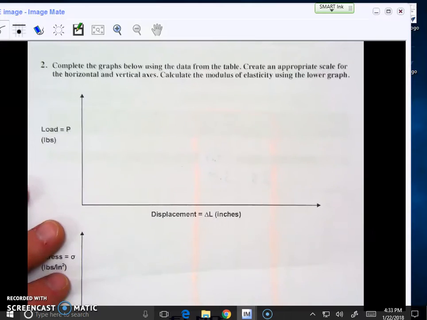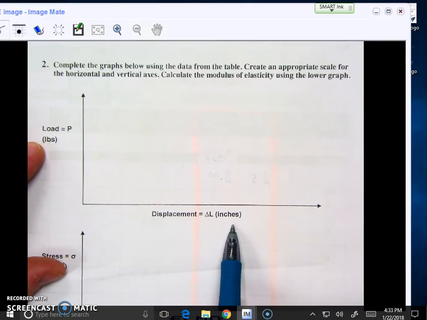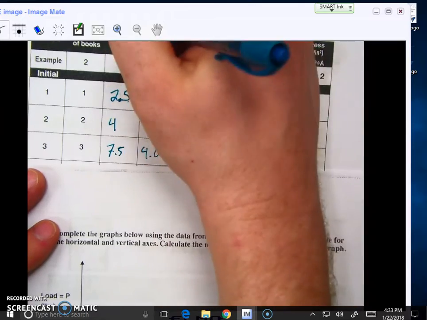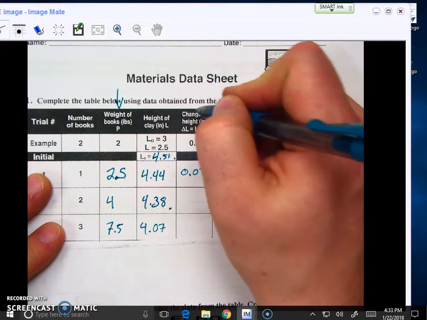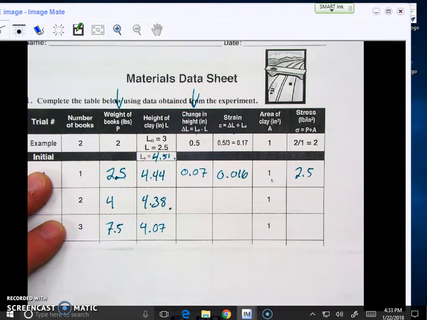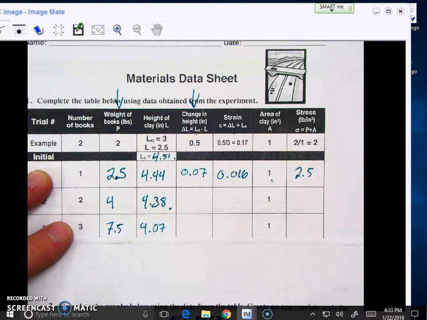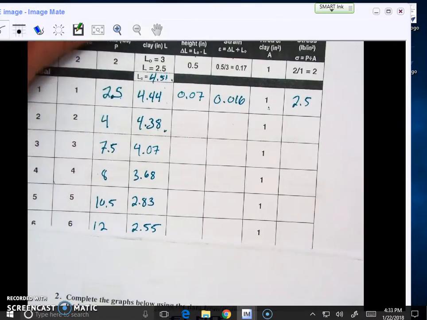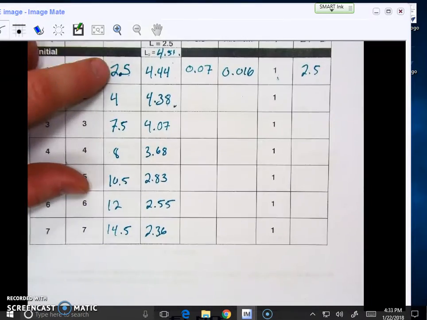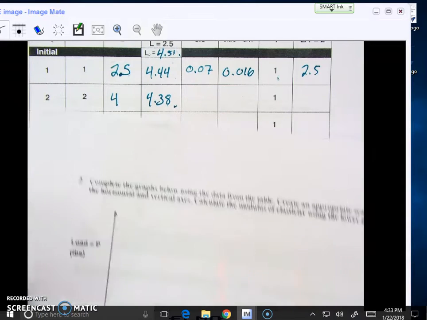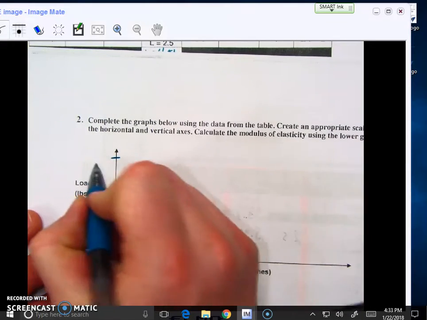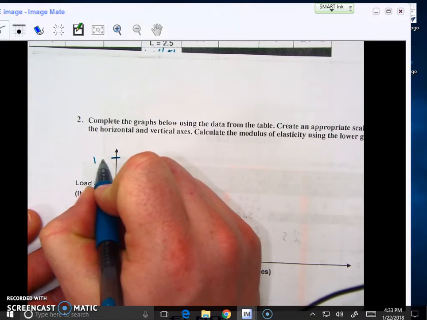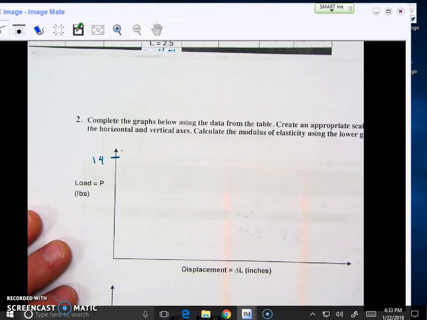So this first graph's asking for load in pounds versus the displacement. So this first graph's talking about this column, my load in pounds, versus the displacement, the change in height. And so if I want to figure out what values to use on my y-axis, those values need to go from 2.5 to 14.5. So I'm going to put a mark here at the top of my graph, and let's call that 14. And then a 14.5 is going to be a little bit above that.